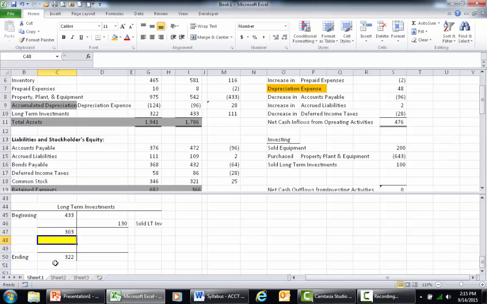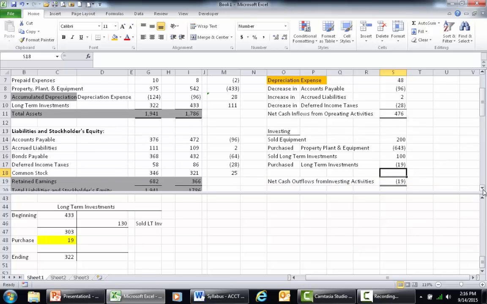But it's not. It's 322, which means that we had another hidden purchase, i.e. just a purchase that accounting didn't mention to us because it wants us to find it ourselves. And all we have to do is take 322 minus 303. We had a hidden purchase of 19. That hidden purchase of 19 comes back up here, and we record that we purchased long-term investments, and that's going to represent an outflow of cash because we gave money in exchange for it, negative 19.